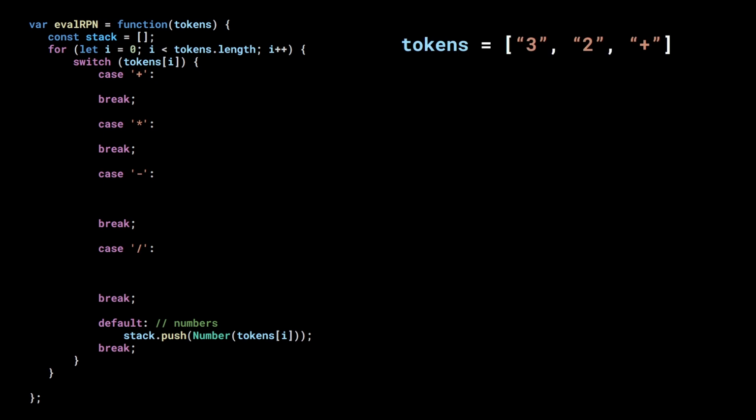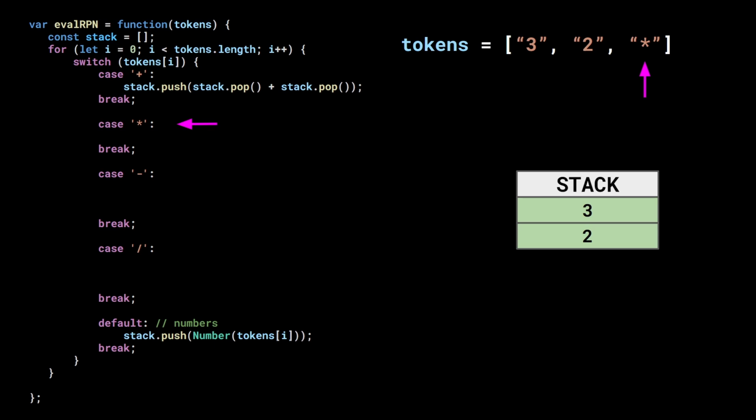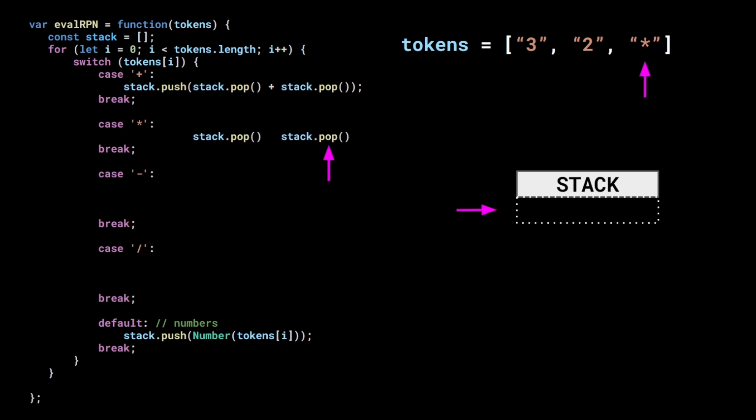So let's say that we are given the tokens 3, 2, and plus. We are going to create an empty stack and then add the numbers 3 and 2 to the stack. Then when we meet the addition operator, we are going to pop the top of the stack and add it to the new top of the stack by popping it out. And then we push the result onto the stack. For multiplication, it's the same idea. We pop out the last 2 elements of the stack, multiply them together, and push the result onto the stack.